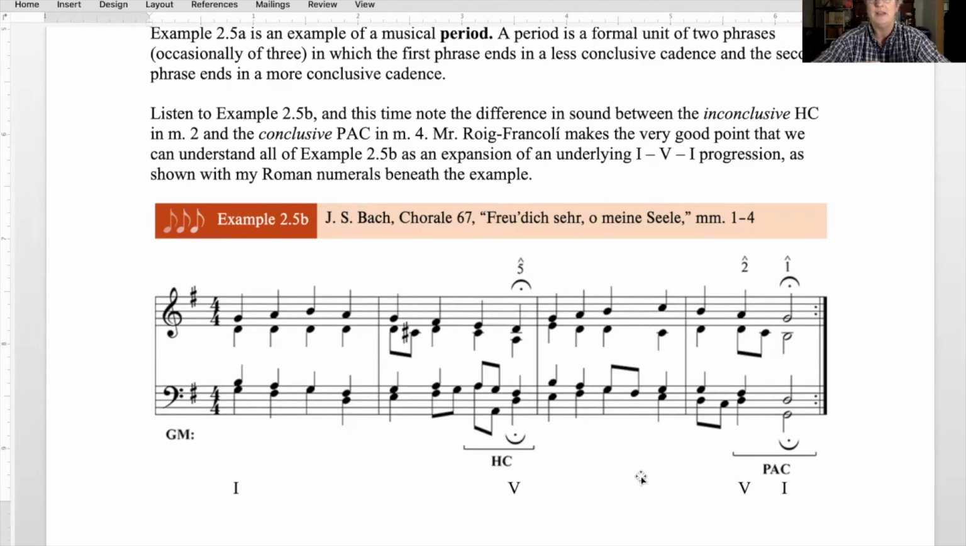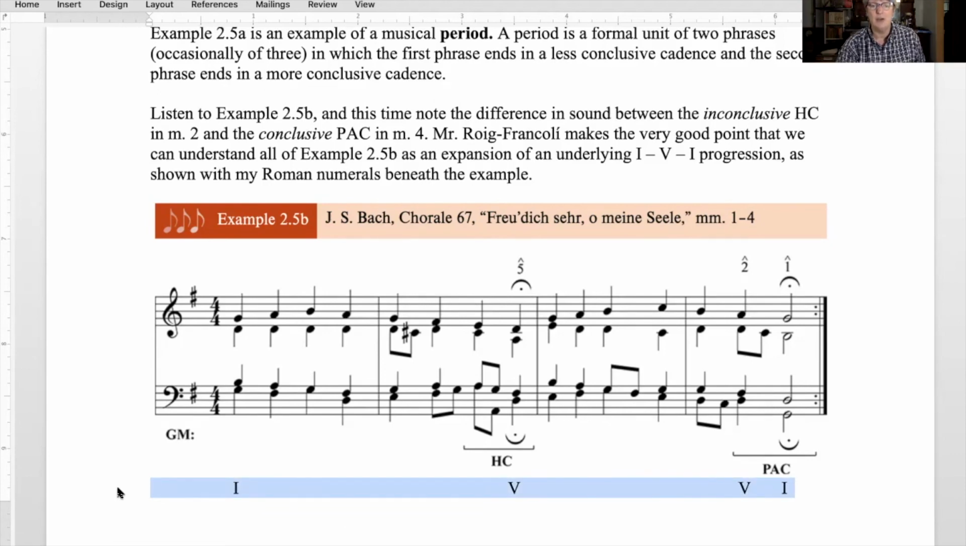Roig-Francoli makes the very good point that we can understand all of example 2.5b as being an expansion of an underlying 1-5-1 progression. So we start on tonic. By the end of the first phrase, we've moved to a dominant. And although we do get to a tonic chord again, the dominant is not quite resolved. And it's not until the final cadence that we have a dominant that goes to a tonic. So the overall structure of this is a 1-5-1.